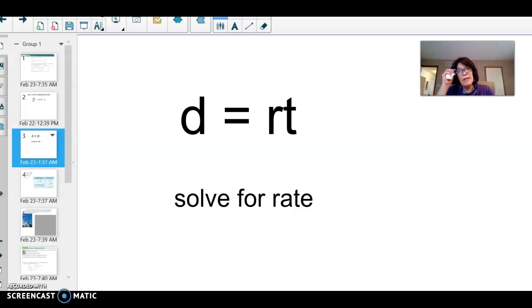Hey, Trig. We are starting Unit 3-4, the last unit in Chapter 3, or the last chapter in Unit 3, something like that.